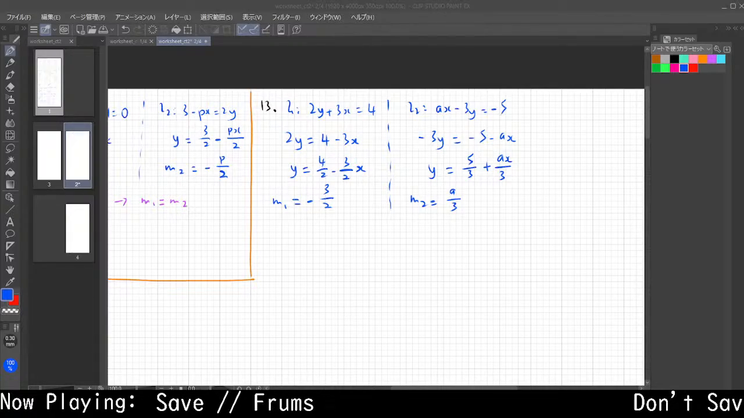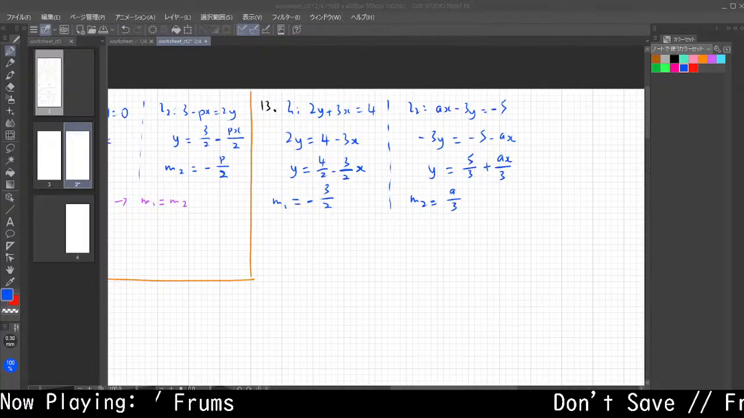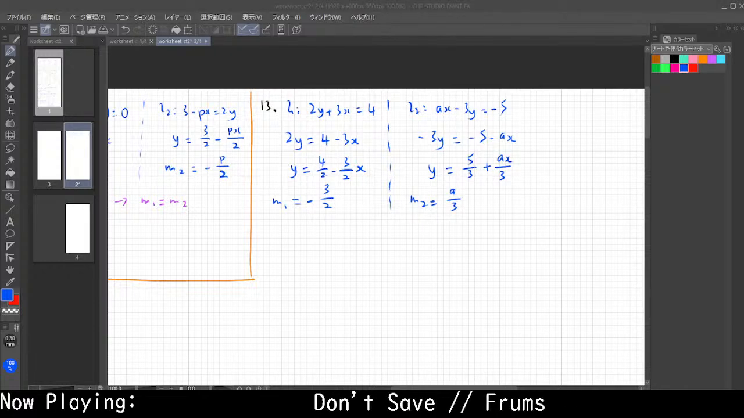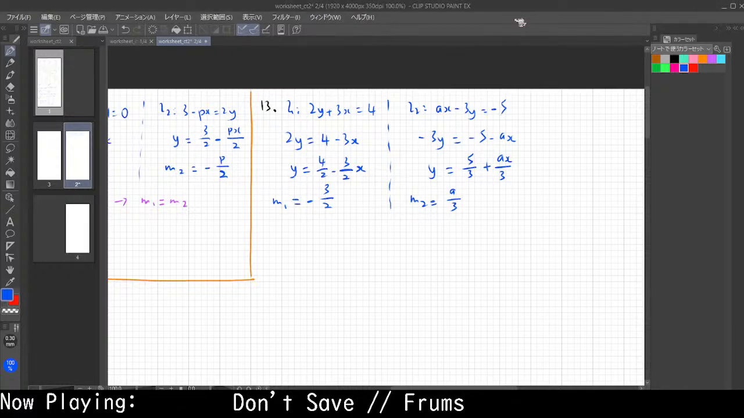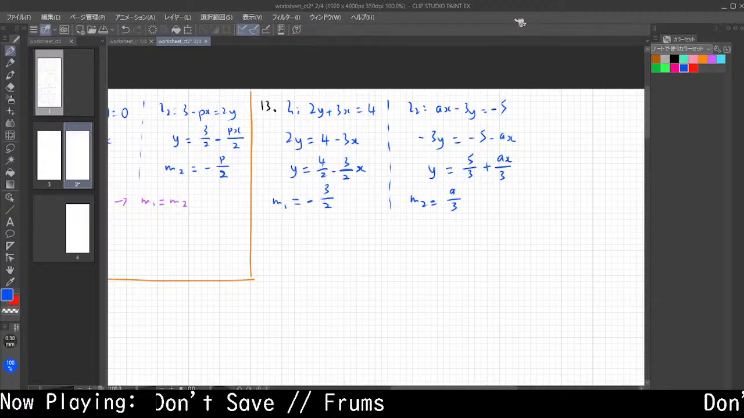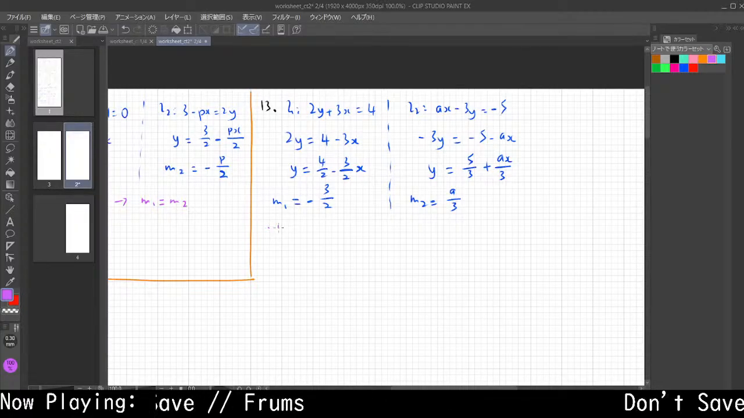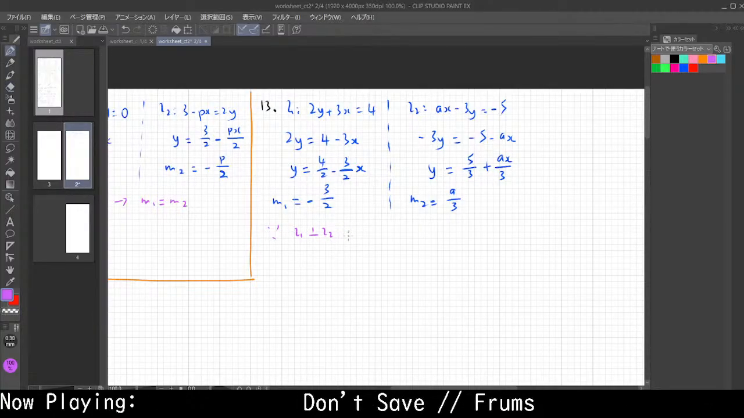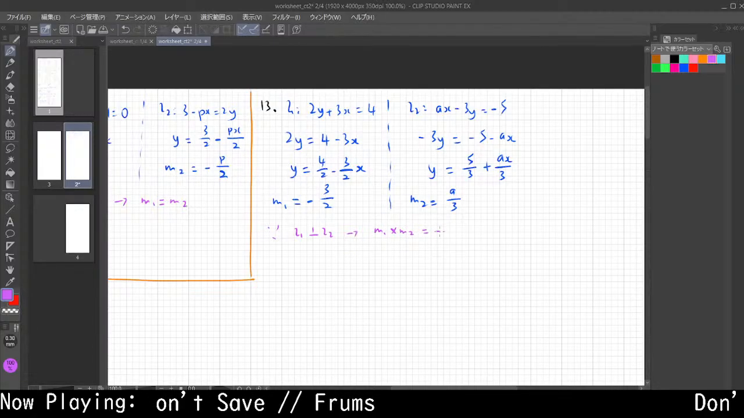Okay, there we go. Let's do some forms. Since they are supposed to be perpendicular, therefore your gradients, you want to multiply them together. So since L1 is perpendicular to L2, therefore your m1 multiplied by m2 should be equal to -1.